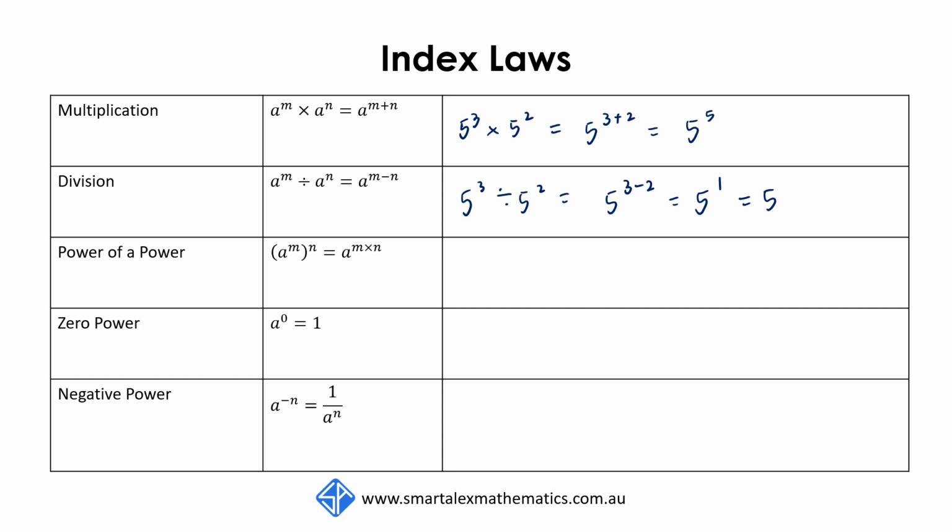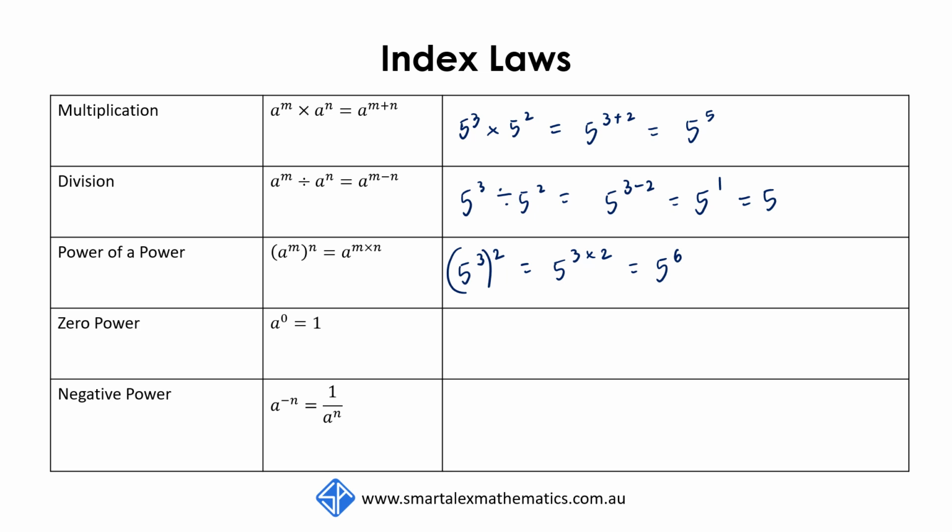Power of a power. This is when we raise a power to another power, and what we do is we simply multiply the indices together. An example is 5 cubed, squared. This is equal to 5 to the power of 3 times 2, which is equal to 5 to the power of 6.